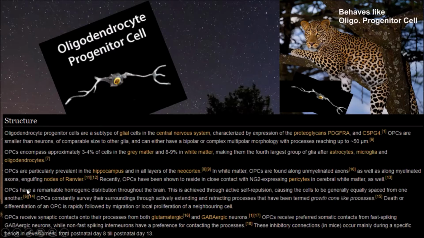Where was this phrase? OPCs have a remarkable homogeneous distribution throughout the brain, like the sprinkles everywhere. This is achieved through active self-repulsion. They're like magnets, but they're all north, and they repel each other, causing the cells to be generally equally spaced from one to another. And there are the references if you want to follow it up.